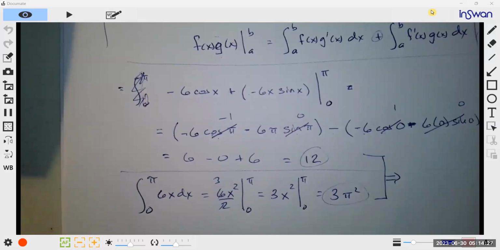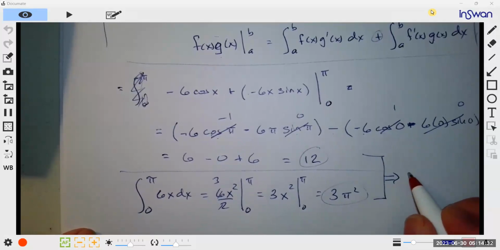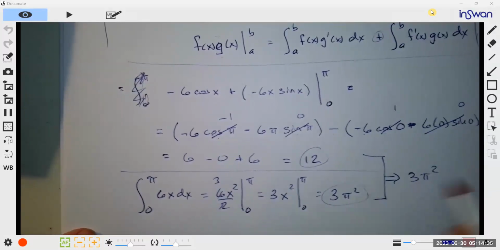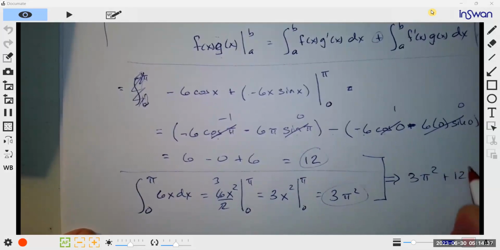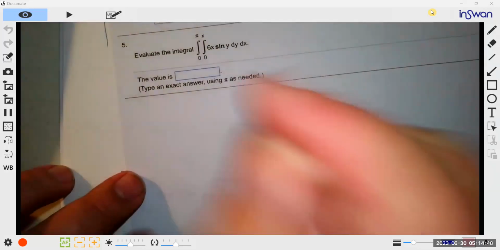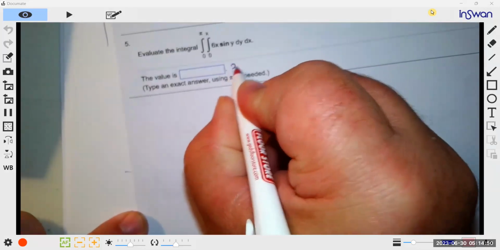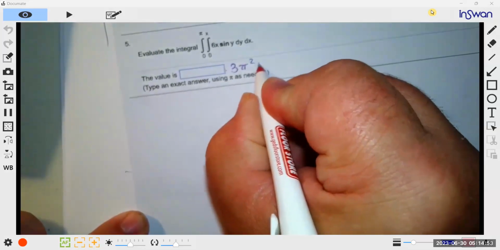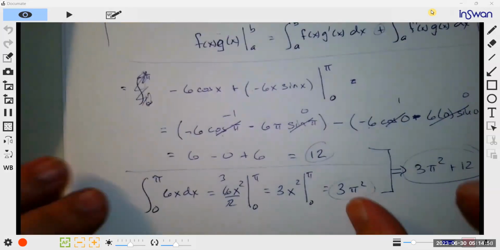So combining those two, we get our solution: 3 pi squared plus 12. And that was number 5. So the answer is 3 pi squared plus 12. Number 6.